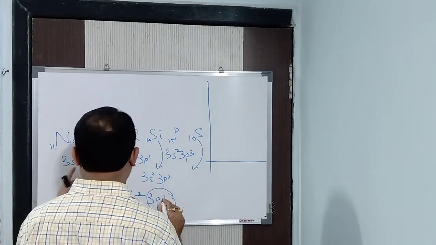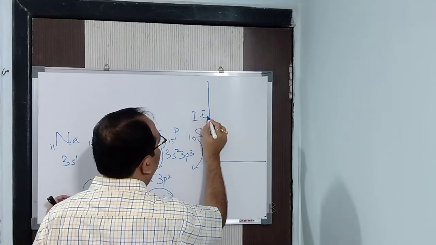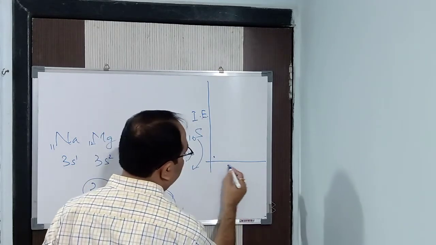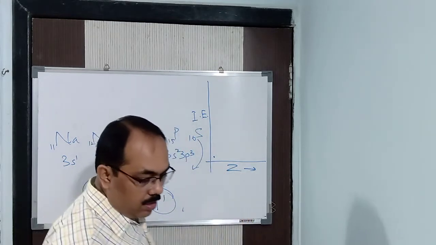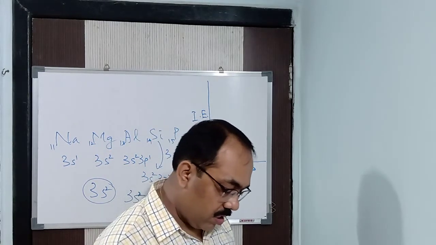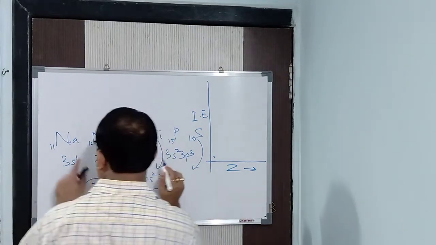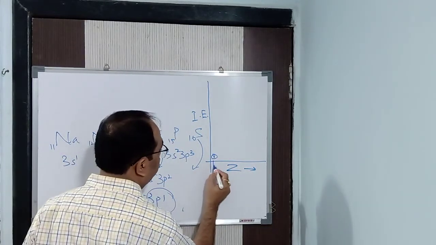So for sodium, let us say this is your ionization energy, and this is your atomic number. Now we'll see what the graph should be. Clear? So now you see here, let us say we are starting from sodium. This is your sodium, Na.